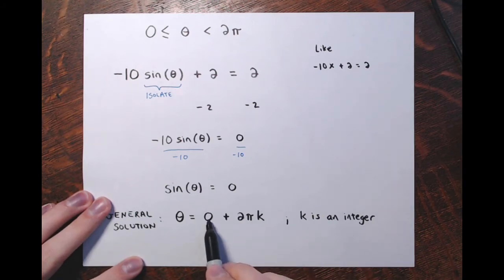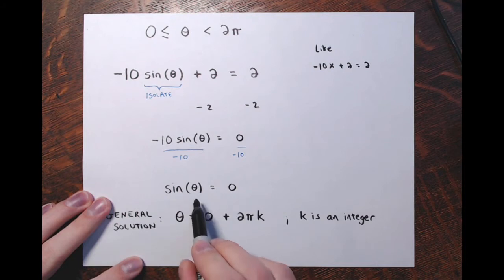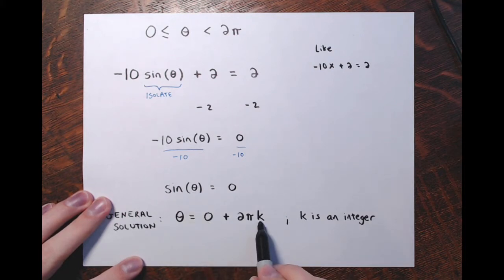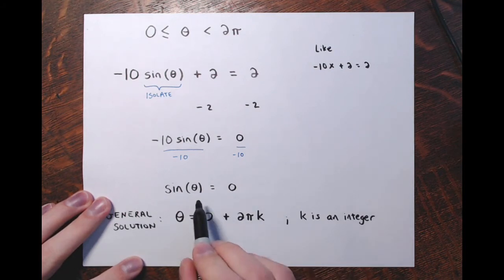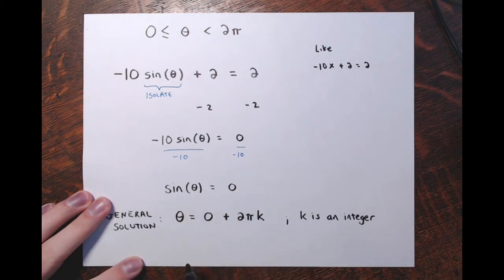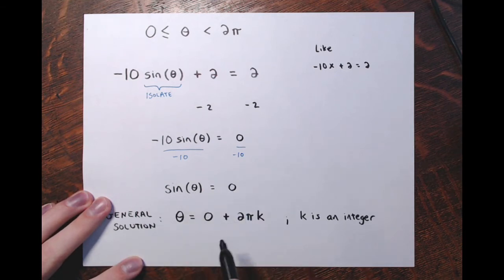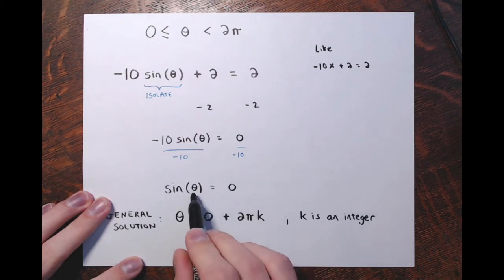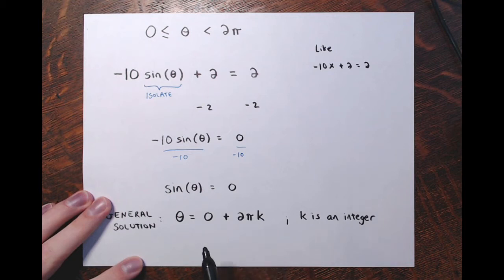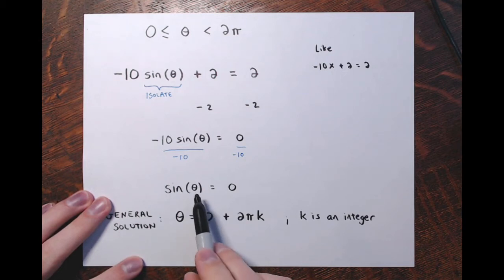So 0 makes this true, right? The sine of 0 is 0. If k is 1, you'd have 2 pi. The sine of 2 pi is also 0. If k is 2, that'd be the sine of 4 pi is 0. That's true. If k were negative 1, the sine of negative 2 pi is 0. That's also true. So this gives me a description of all possible angles that are coterminal with the angle 0 that have a sine of 0.